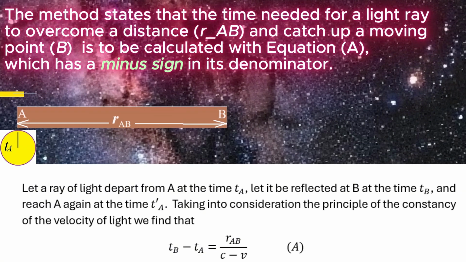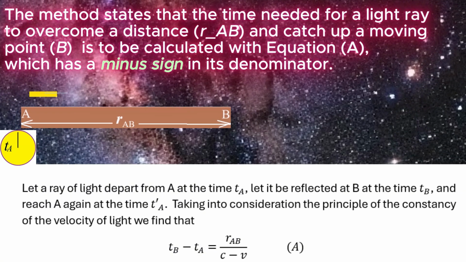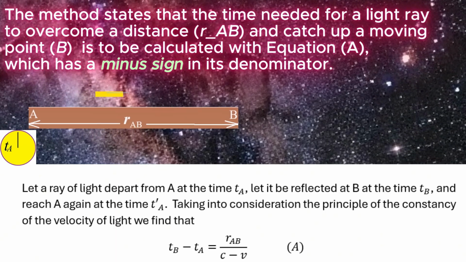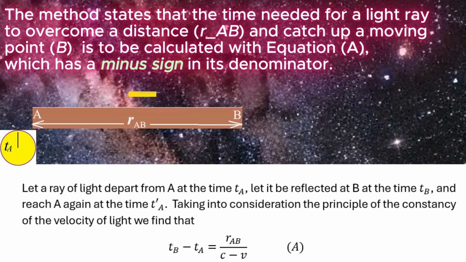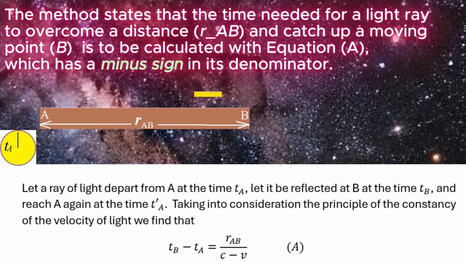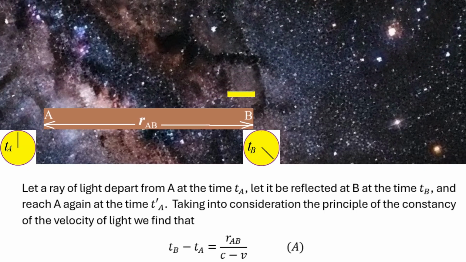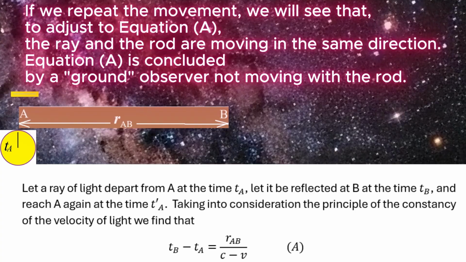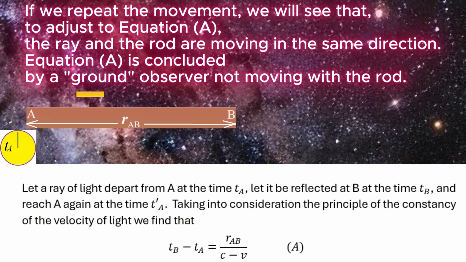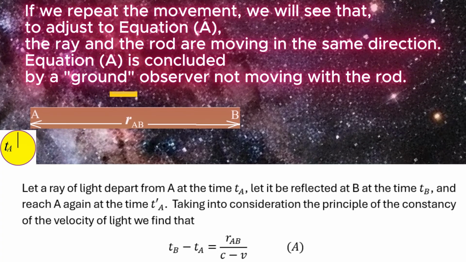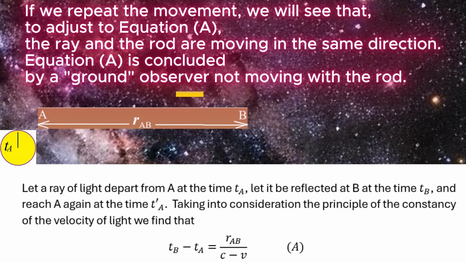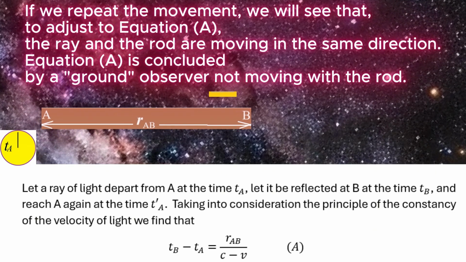The method states that the time needed for a light ray to overcome a distance and catch up with a moving point is to be calculated with equation A, which has a minus sign in its denominator. If we repeat the movement, we will see that, to adjust to equation A, the ray and the rod are moving in the same direction. Equation A is concluded by a ground observer not moving with the rod.